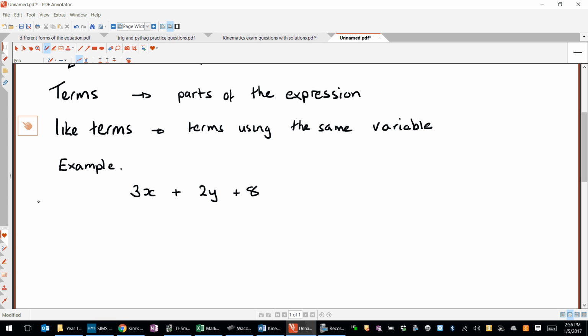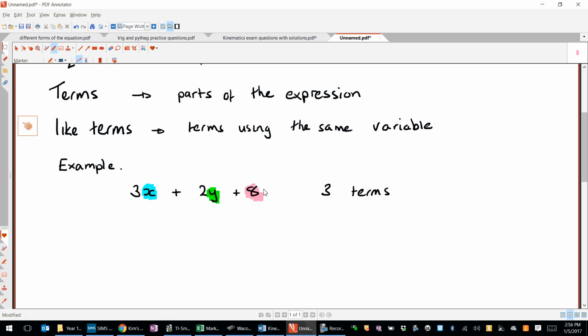So how many terms are there to that? Are there 2? Nope. Three? 3 terms. There are 3 terms. The 3 terms are separated by, we've got x's, we've got y's, and we've got numbers with no variable. So there are the 3 terms, and in this case we have 3 different terms.